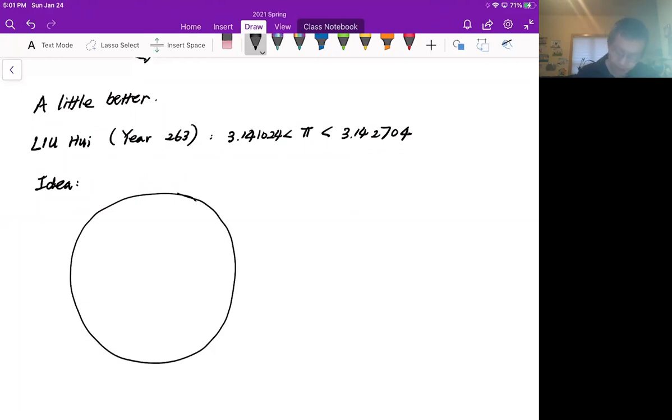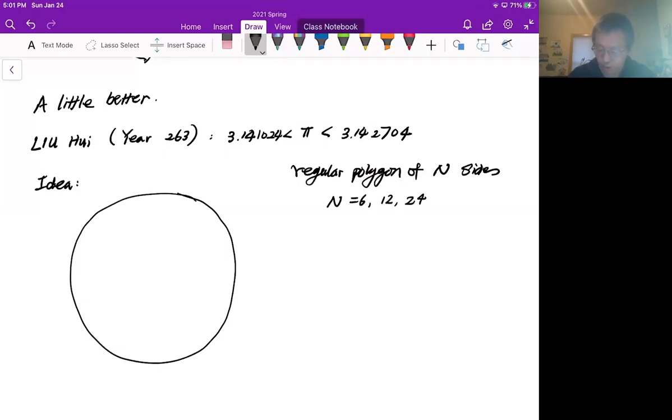And then I have a regular polygon. Let's assume that we have a regular polygon of n sides. Start with n equal to 6 because 6 is the easiest one. So the first one is a 6, and the next one will be 12, and then 24, 48, 96, and 192. I think his estimate is based on that one, somewhere on that side.